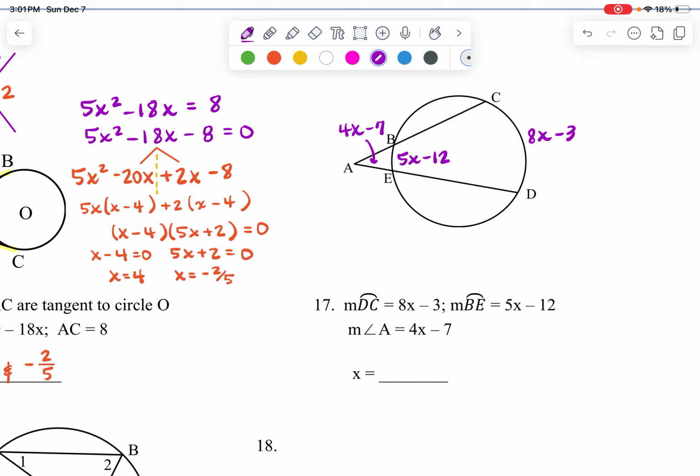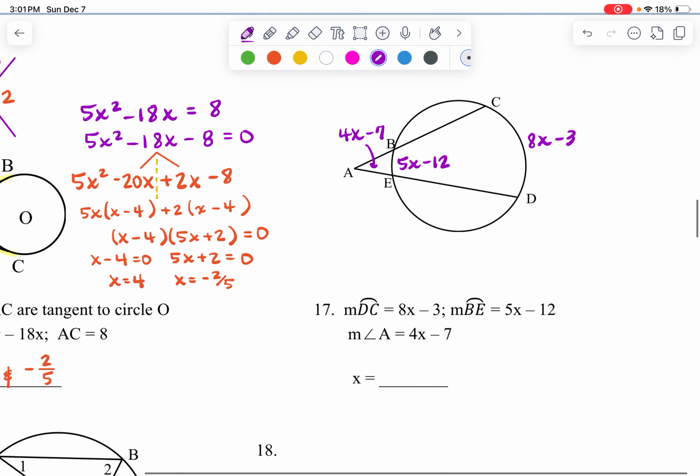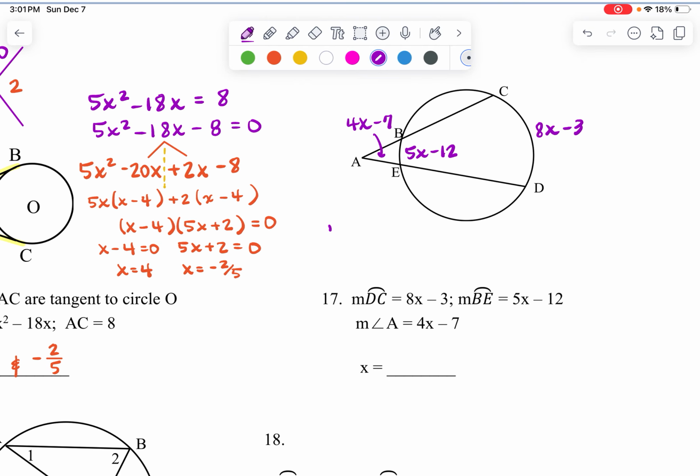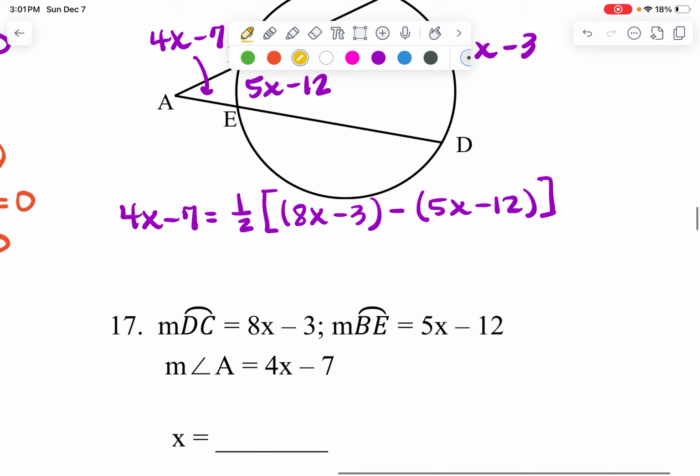Now, we talked about this one in class. Sorry, I'm trying to find room. So exterior angle, 4x minus 7, is half the difference. Now, this one you got to be careful because we're subtracting 8x minus 3 and 5x minus 12, which are both binomials. And you cannot forget that when you subtract a binomial, that minus sign has to distribute to each term in that second binomial.